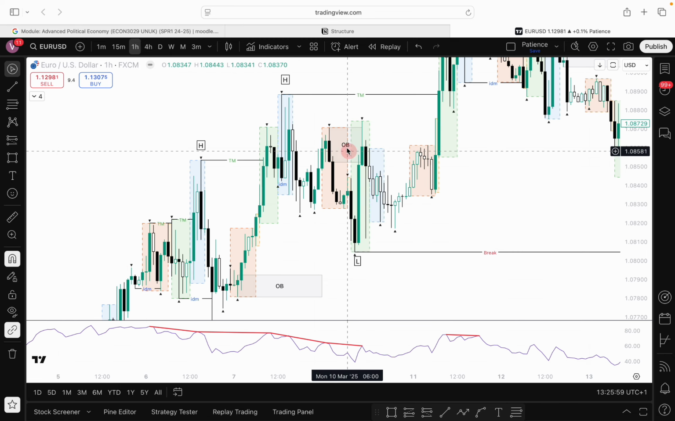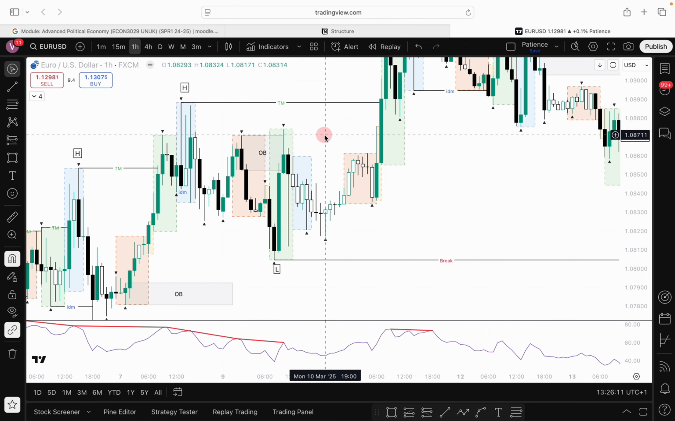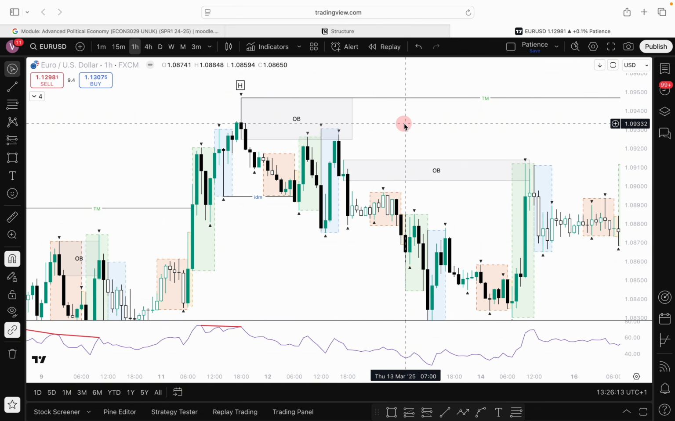Or even here, for example, FVG, no reaction given, literally no reaction given. But if you were to wait for the reaction of the order block, which was represented in the form of a sweep, you could have caught some good shorts here. Okay, so it's just all about precision.